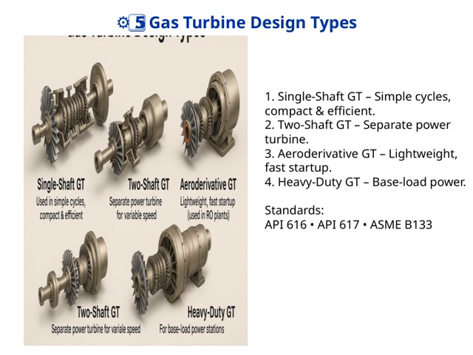This design is often used in situations where varying power outputs are needed, thanks to its ability to operate efficiently across different conditions. Moving on to the aeroderivative GT. These turbines are lightweight and designed for rapid startup, making them perfect for applications where quick response times are crucial. They are adapted from aircraft engines, which is why they are so fast to deploy and highly mobile.